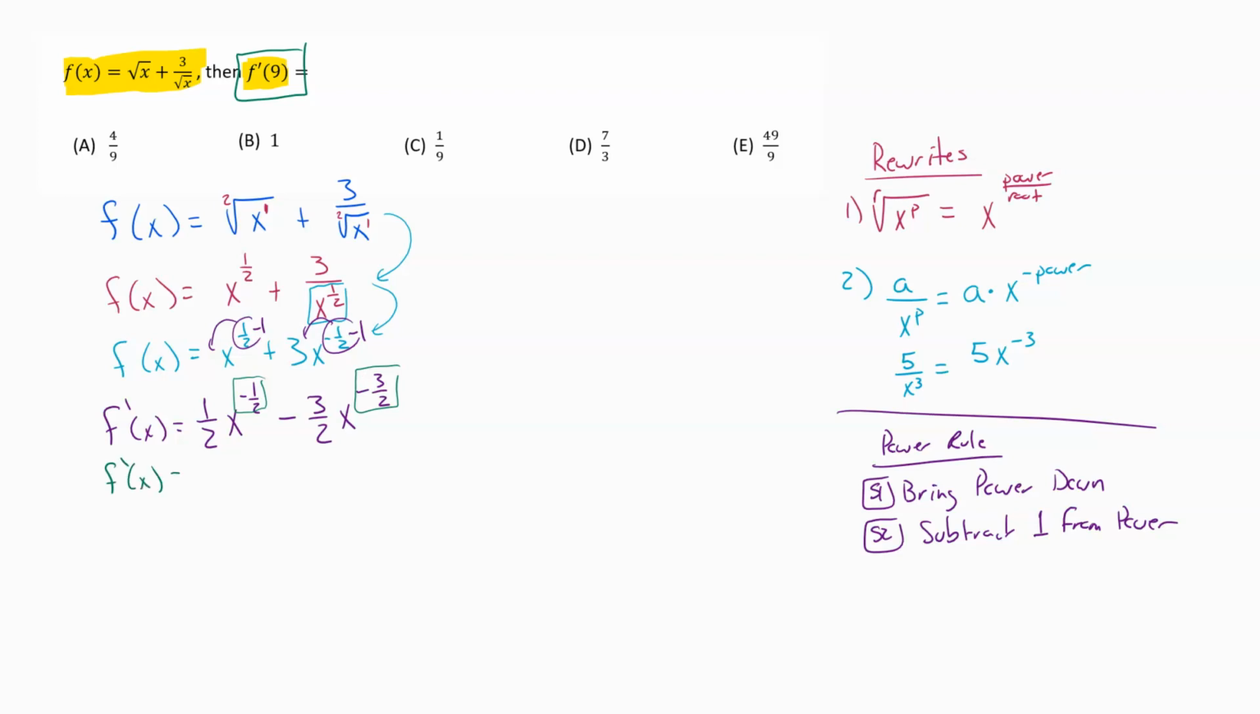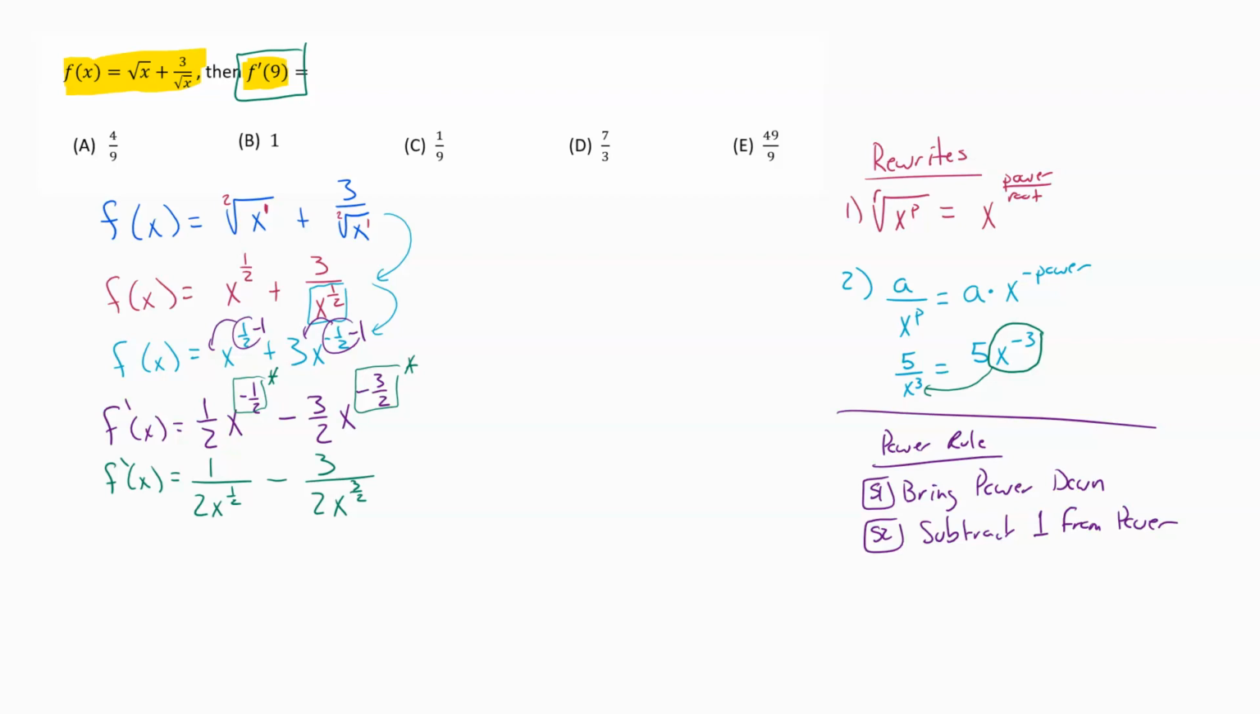The first thing we want to do is notice both of these are negative exponents. So we want to put them back down to the bottom to make that power positive again. This is going to become 1 over 2x to the 1/2, putting that down to the bottom, minus 3 over 2x to the 3/2.